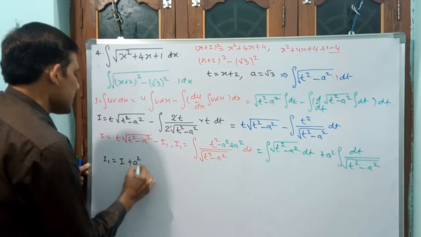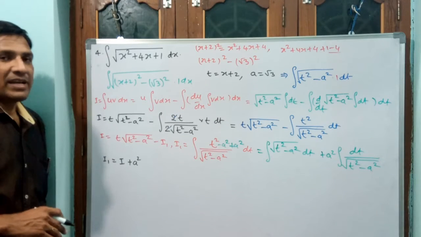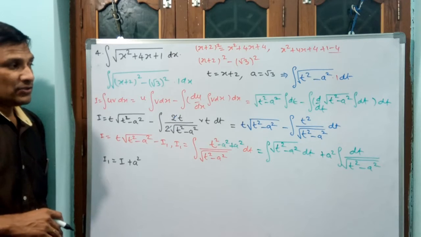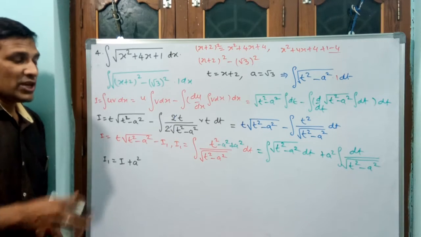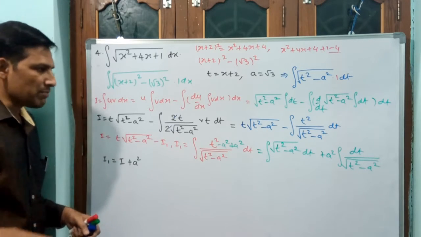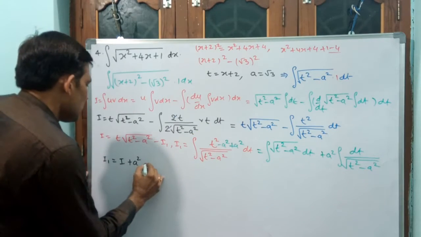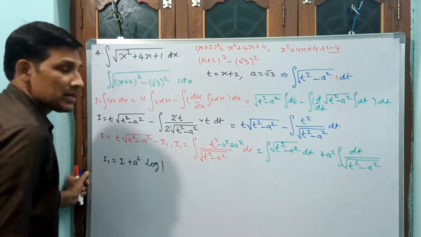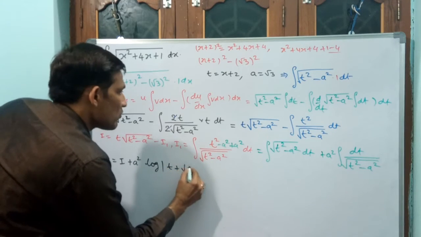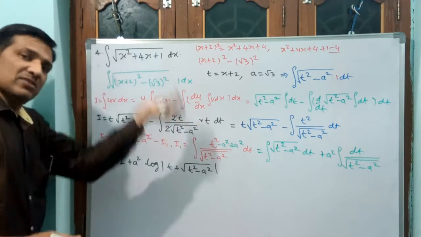I1 is equal to I plus a square into, now stop and analyze this. Integral dx by square root of x square minus a square. See, here denominator a square minus t square means automatically sin inverse x by a or sin inverse t by a will come. But t square minus a square, that means log root is there, 1 by 2a will not come. Log modulus, see here x is not there, t plus square root of t square minus a square, modulus, plus c will come, plus c finally we will write.